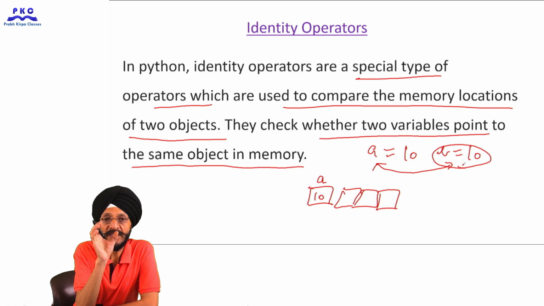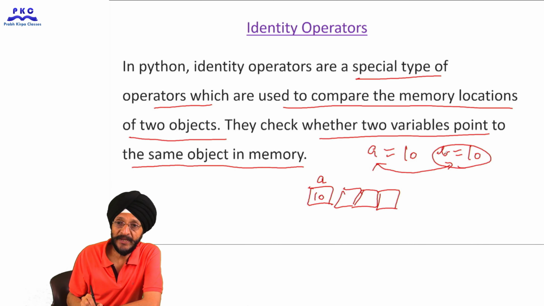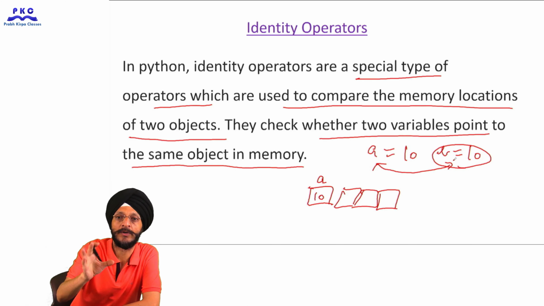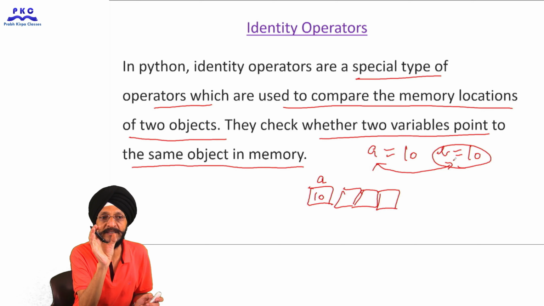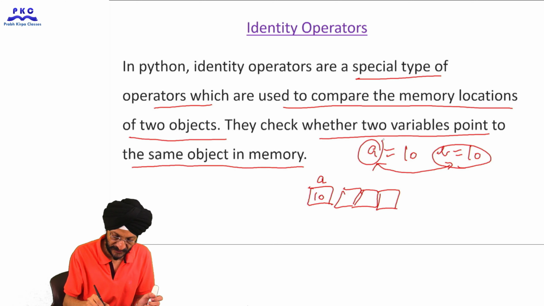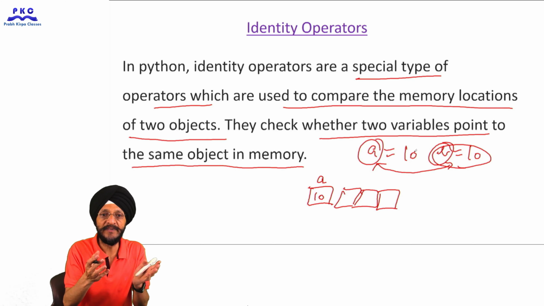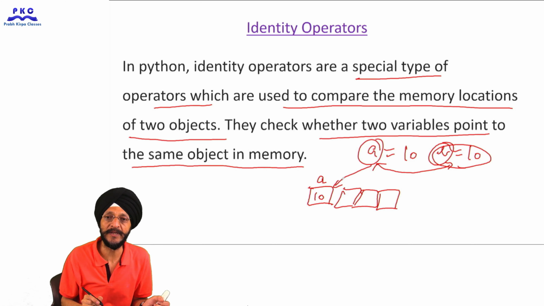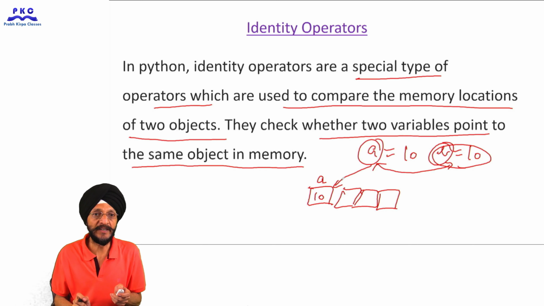So now this identity operator will compare or find out whether B has also the same memory location, whether the memory address of A and B is same or not. This is the question of identity operator. It will find out whether the memory location of two objects A and B is same, in the same way, whether two variables A and B point to the same object in memory. This is the point we will discuss in detail.